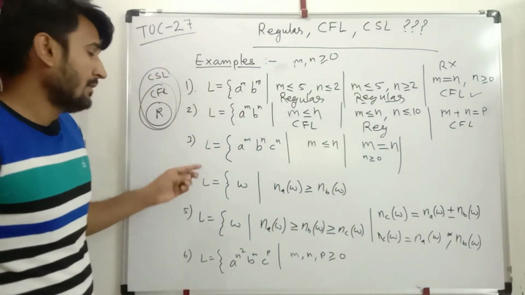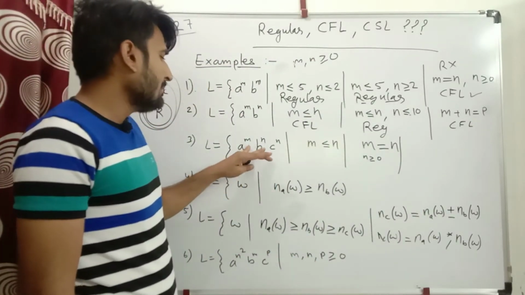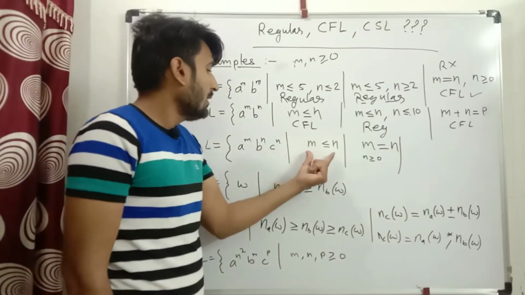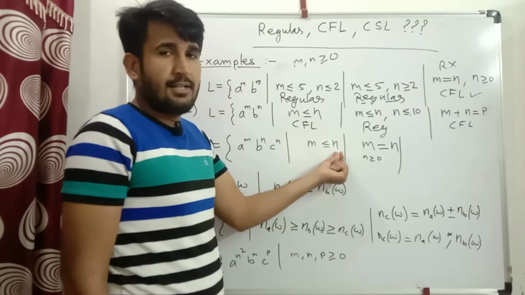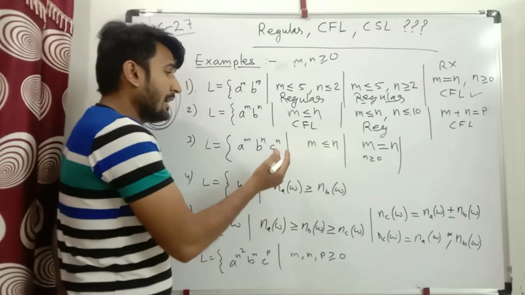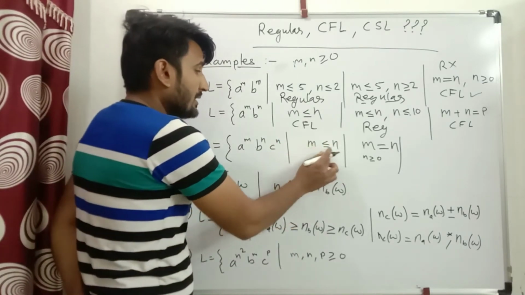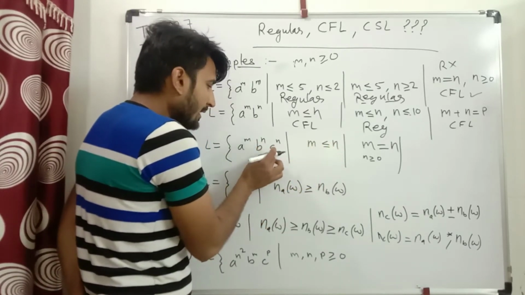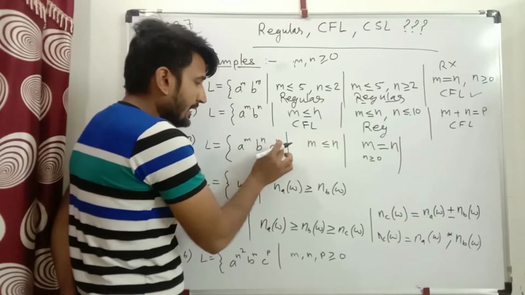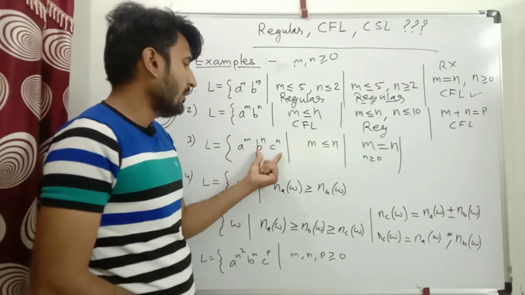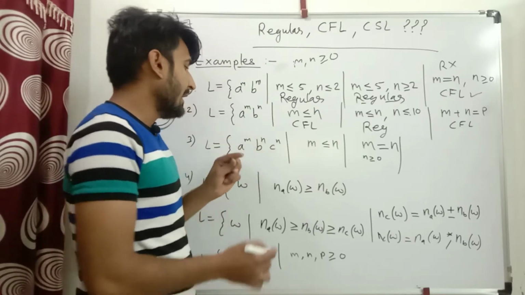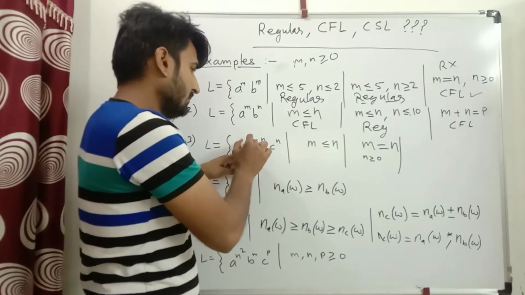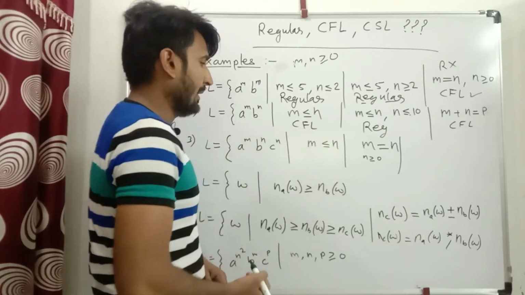Consider the next example: a power m, b power n, c power n. Identify this. Where m is less than or equal to n, you can see there are two comparisons. First, m less than n, and second, between b power n and c power n, two variables with the same power. So one comparison is between b and c, and the second is between m and n. There are two comparisons.